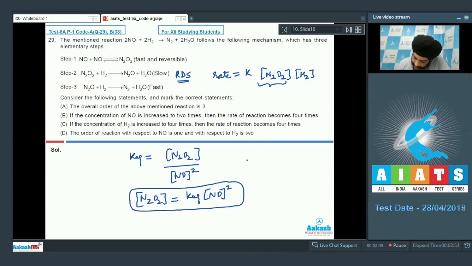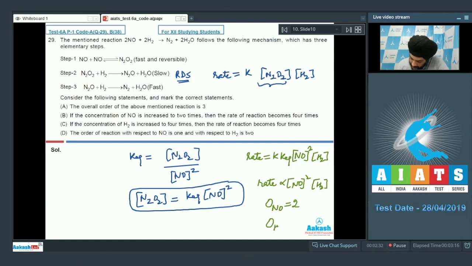So the rate can be written as K times K equilibrium times concentration of NO whole square into concentration of H2. So the rate is proportional to NO whole square and the concentration of H2. So we can clearly see that the order with respect to NO is equal to 2 and the order with respect to H2 is equal to 1.